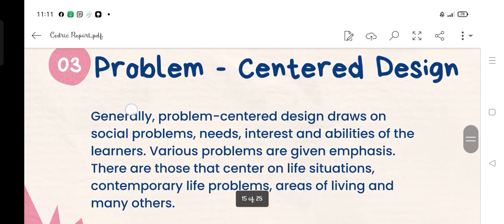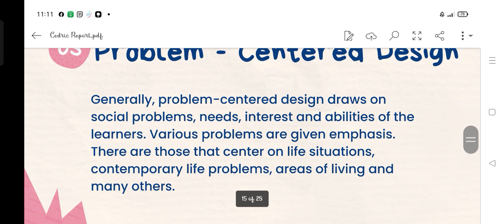Next is the problem-centered design. Generally, problem-centered design draws on social problems, needs, interests, and abilities of the learners. Various problems are given emphasis, and there are those that center on life situations, contemporary life problems, areas of living, and many others.